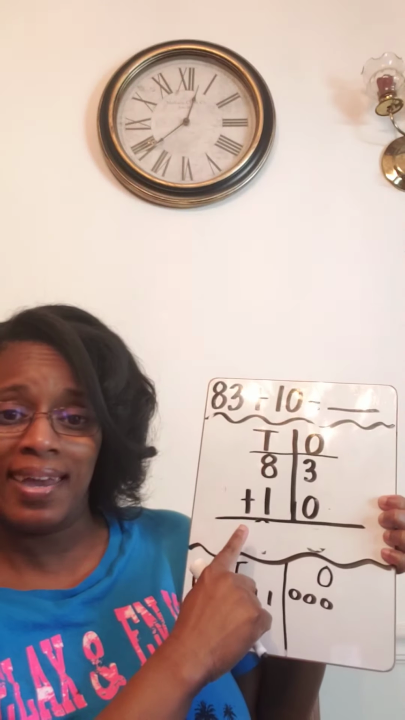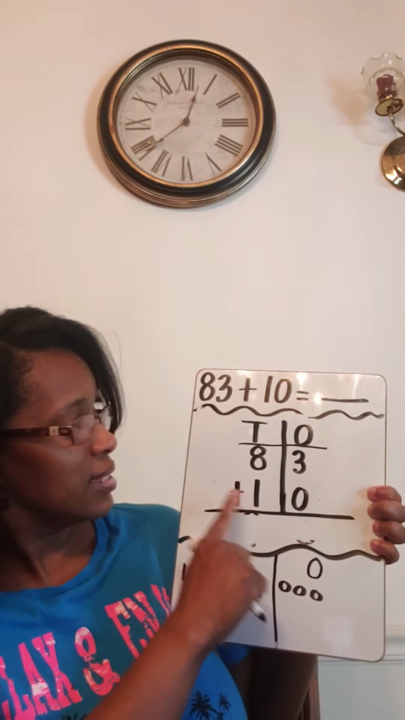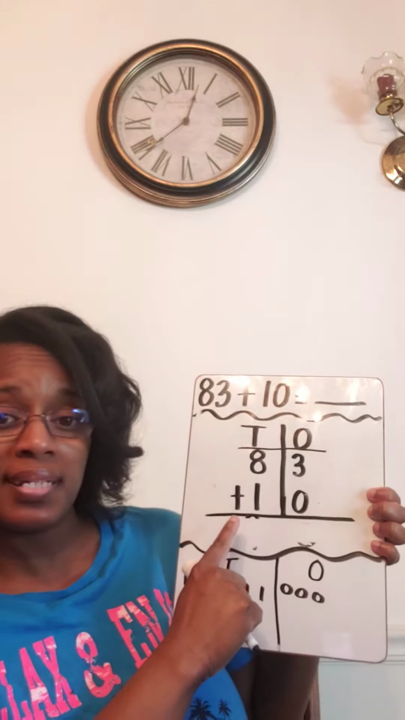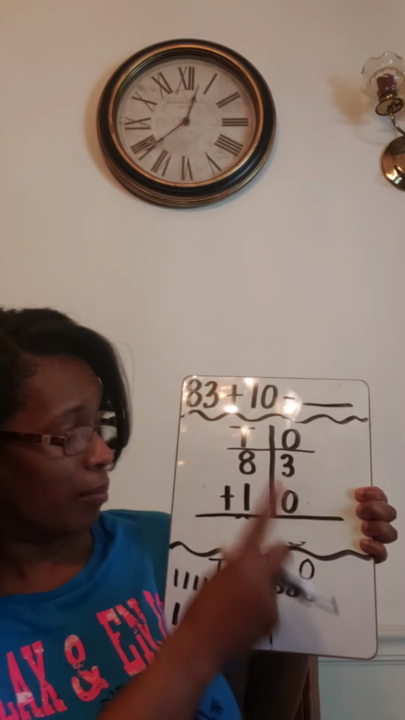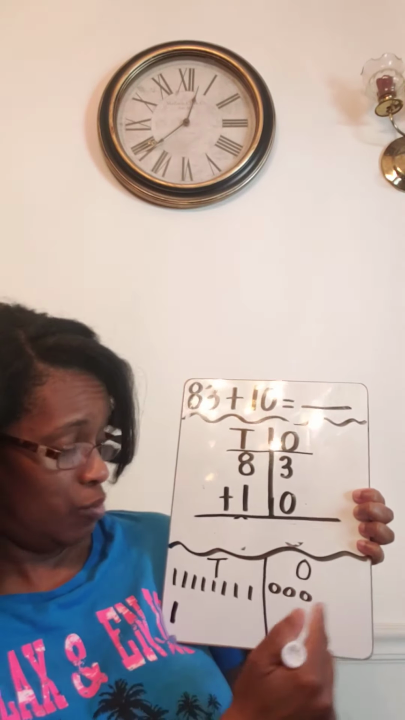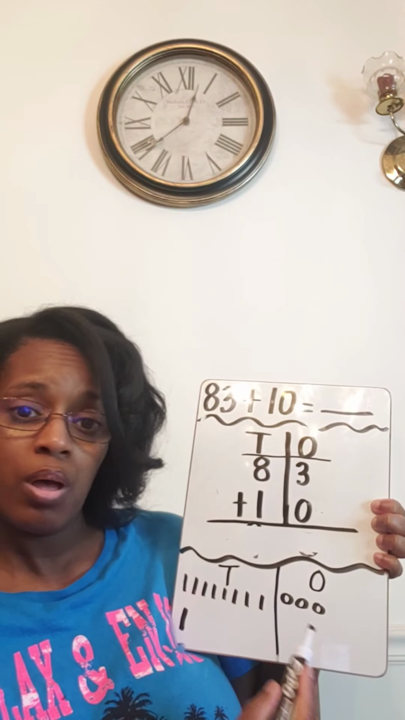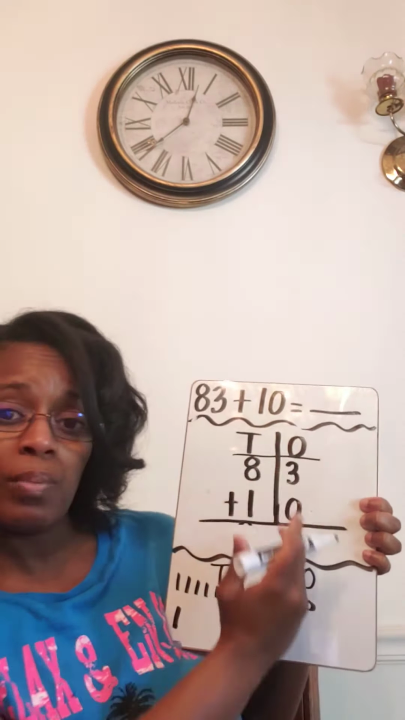Then let's do 10. Okay? Let's see how many tens there are in 10. There is 1 ten. How many ones are there in 10? 0. So now I still have to do it because I'm adding.